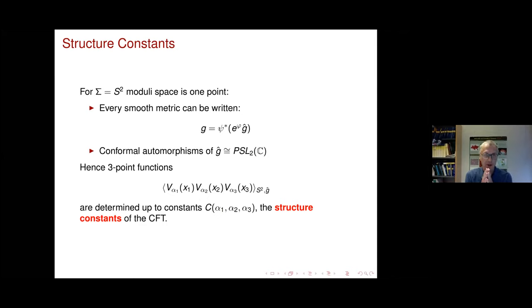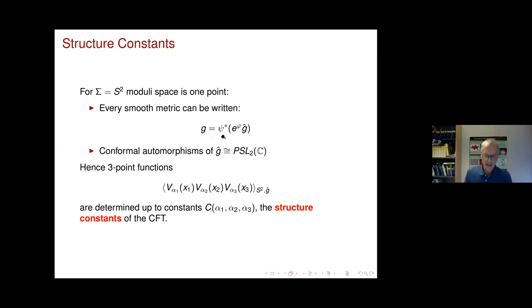One of the most important points here are the structure constants. Let's take now in two dimensions the space, the two-dimensional sphere. If you're on the two-dimensional sphere, every Riemannian metric you can sort of globally go to coordinates where it looks like any other modulo this Weyl transformation. So there is a diffeomorphism and Weyl transformation, so that any two smooth metrics can be related to each other.